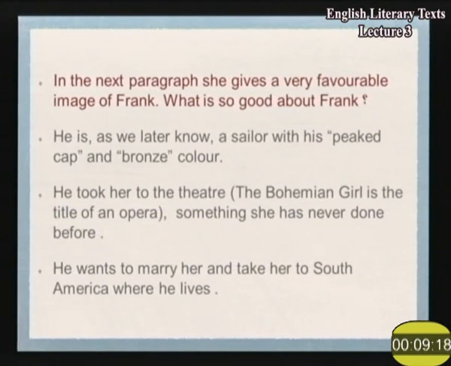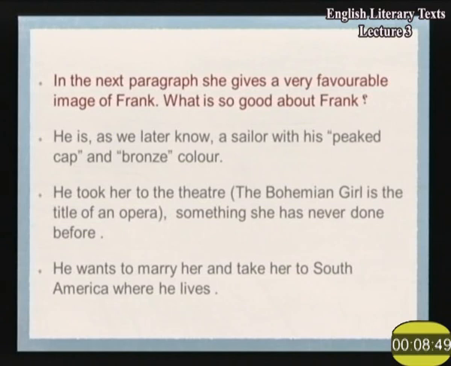He is, as we later know, a sailor with his peaked cap and bronze color. The description of Frank tells us, before the text actually tells us, that this is a sailor. He has this cap, he has the tanned skin, which only people who travel on board ships all the time or work in the sun have.